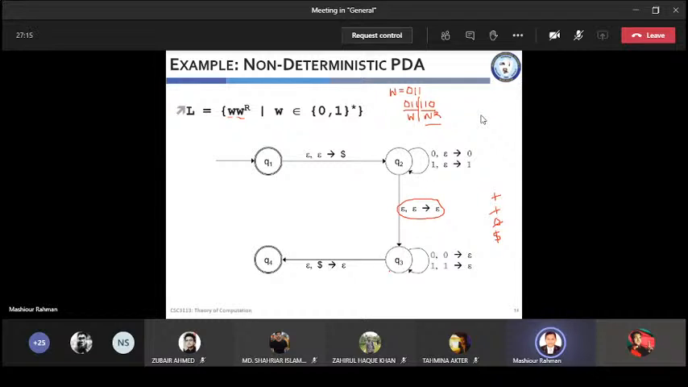But as I said, it is impractical to expect that the machine knows from before that there are 6 characters and it has to go for 3 characters first, and it cannot count, right? It cannot count the 3 characters that it has to take. So that's why this particular PDA is also non-deterministic.